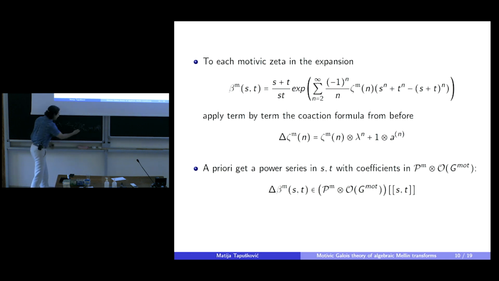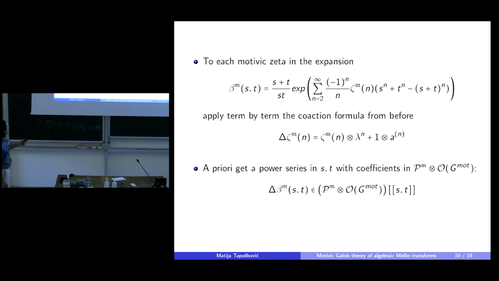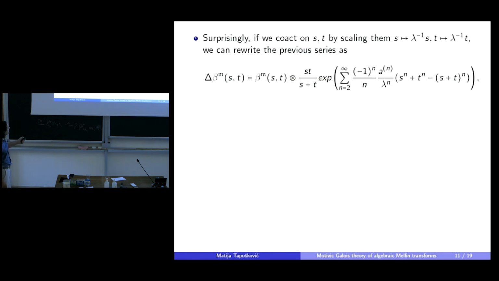Right? So this is just an infinite series, a power series. And we'll see what happens. Something very interesting happens, actually. If we also scale s and t in this previous expression, so I coact, I plug this into here, I get an infinite series, and then I also scale s and t by lambda to the minus 1. Lambda is the same lambda that appeared earlier in the coaction of the zeta.